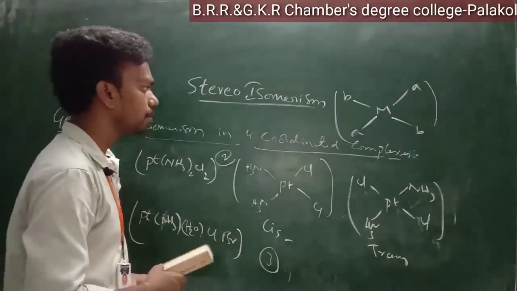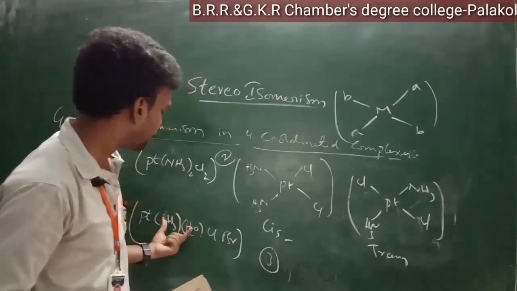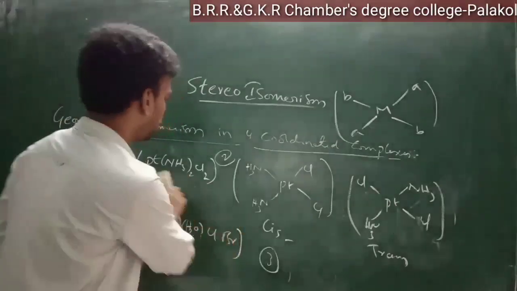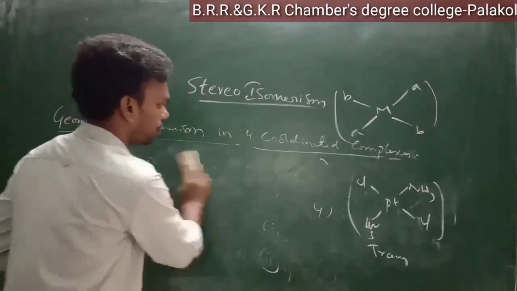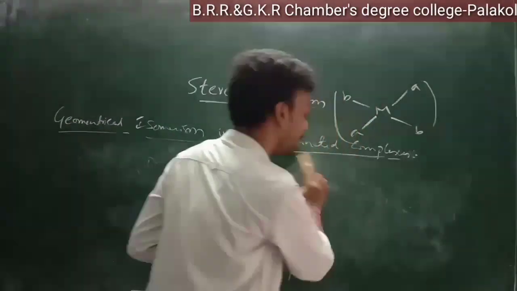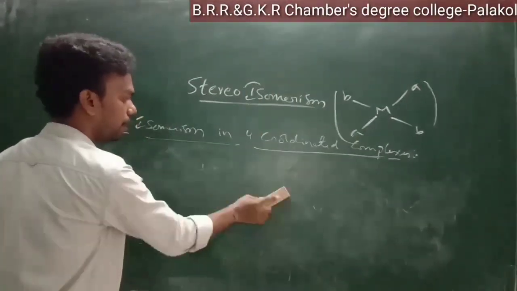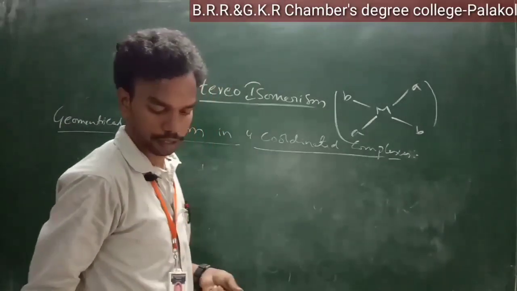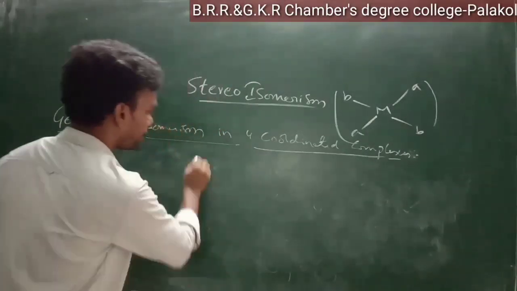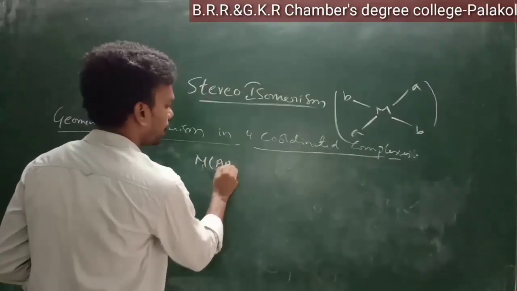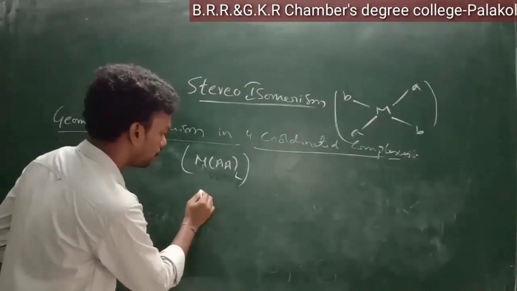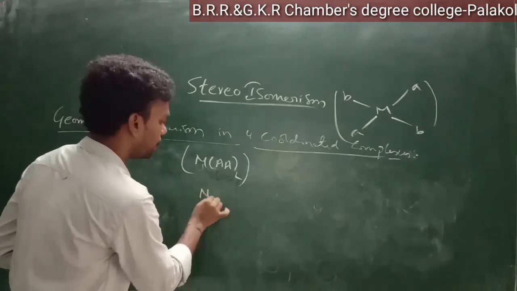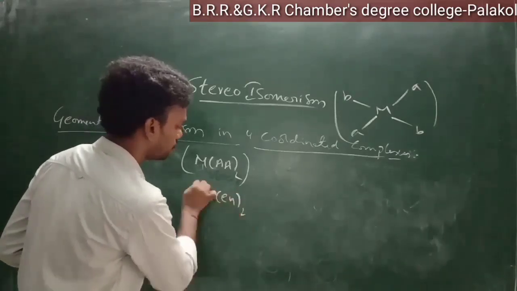Okay, next, if the ligands are bidentate ligands. Let's see example for that complex. Complex of the type M(AA)2. AA means bidentate ligands. M(AA)2. Okay, for example, nickel ethylene diamine twice.